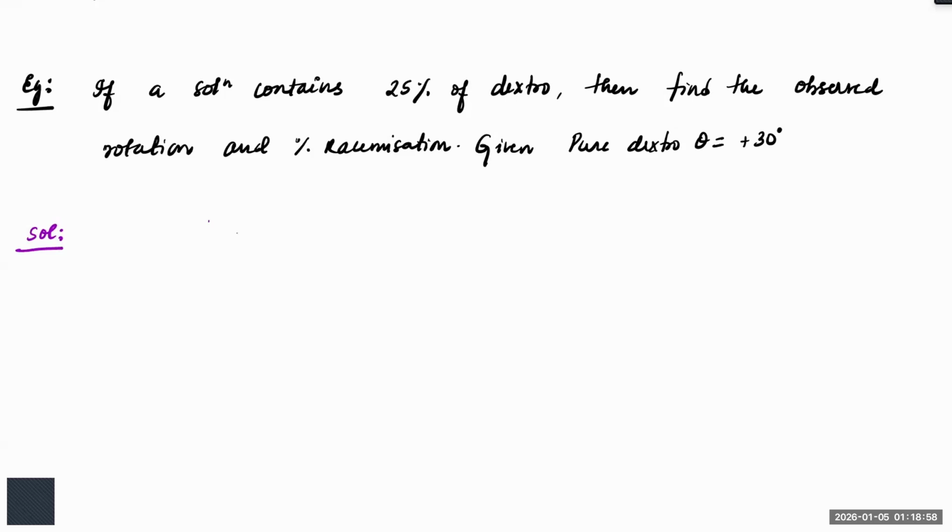How much will be the observed rotation? Because if you have 100% pure dextro, we found that the rotation is 30 degrees, correct? But now how much do we have? We have 25% pure. The solution contains 25% of dextro, so only this much dextro is present. Clear? So in that case, how much will be the rotation found?